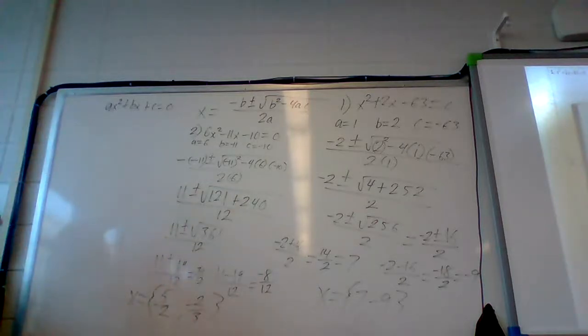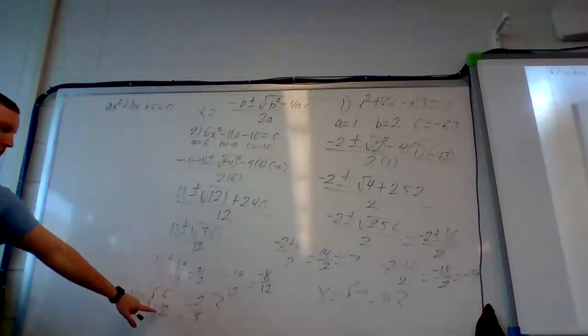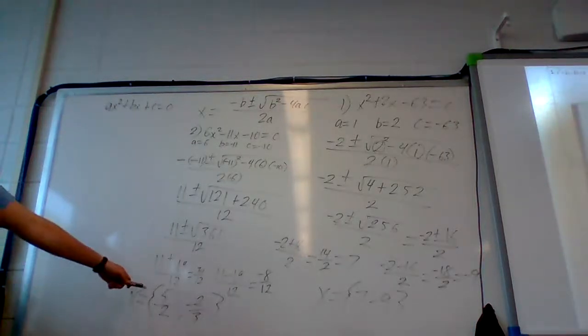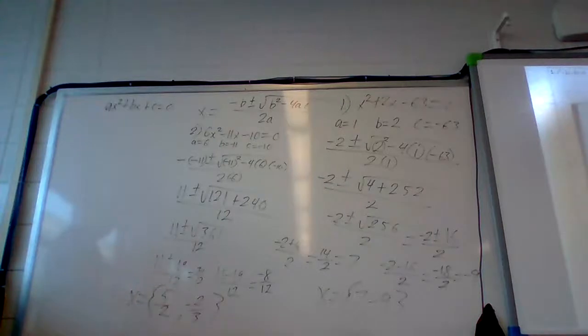Well, the alternative one would be 2.5, right? Oh, we could have 2.5. Is that what you mean? Like 2.5, the alternative. So yeah, we got 5 halves and -2/3.